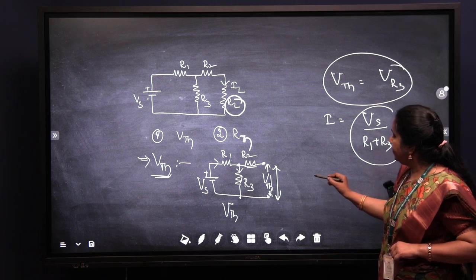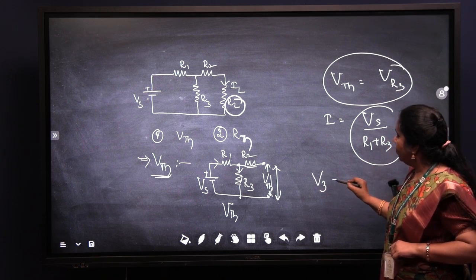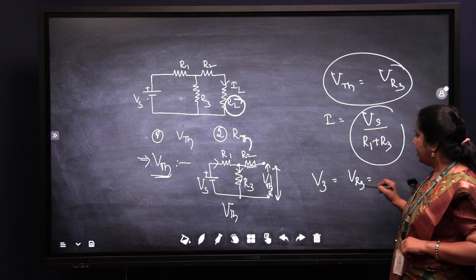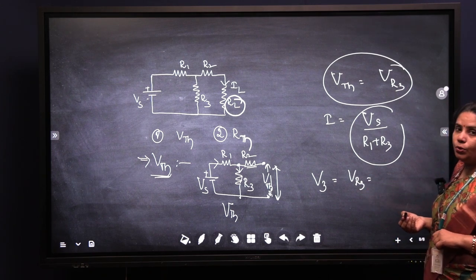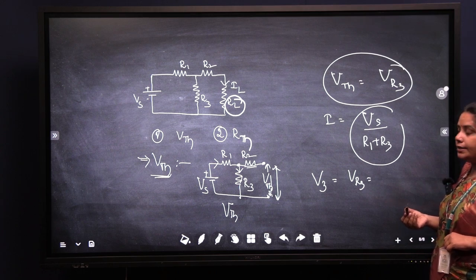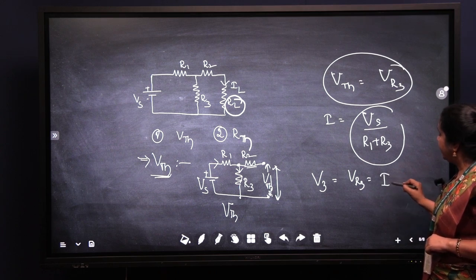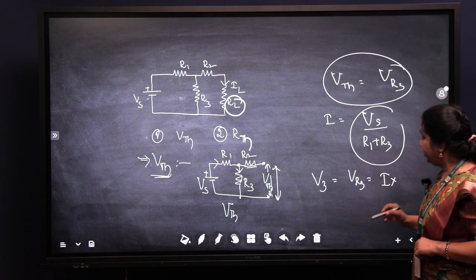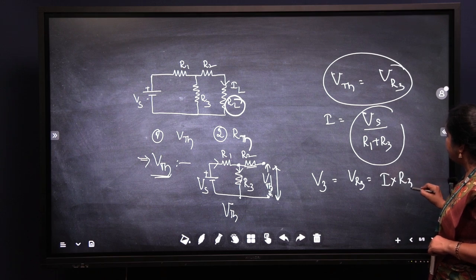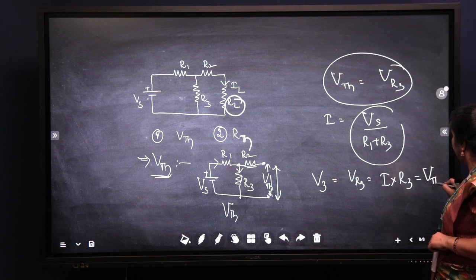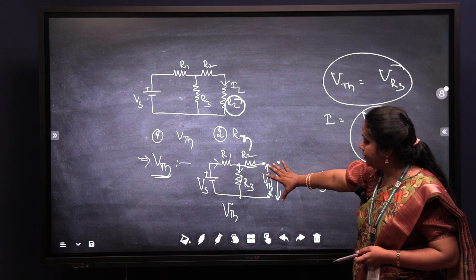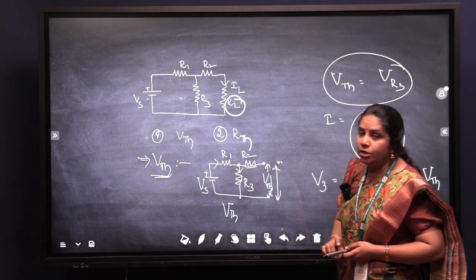Once you have the I value, we can easily find the voltage across resistance R3. From Ohm's law, you already know that the voltage across any resistance is the current multiplied by that resistor. So to calculate the voltage across R3, you multiply the current by resistance R3. This will become your VTH. What is VTH? VTH is the open circuit voltage across the terminals, which is exactly equal to the voltage across R3.